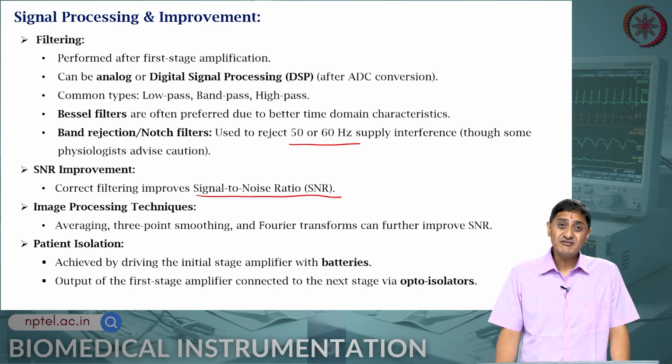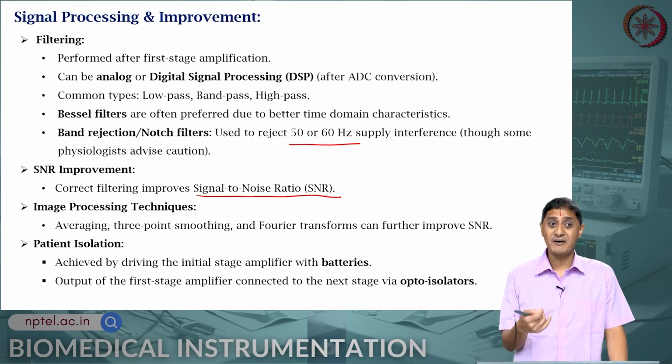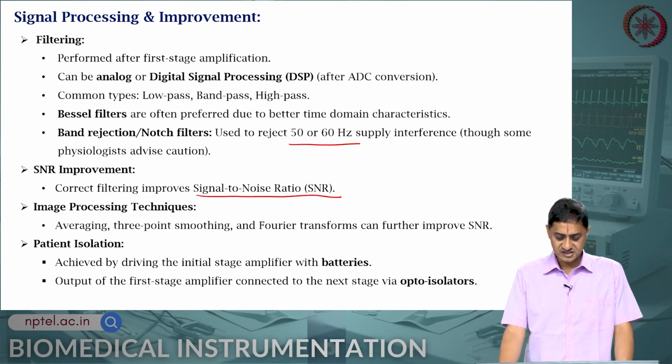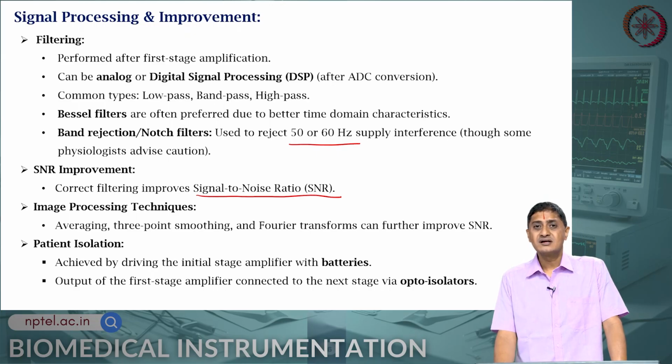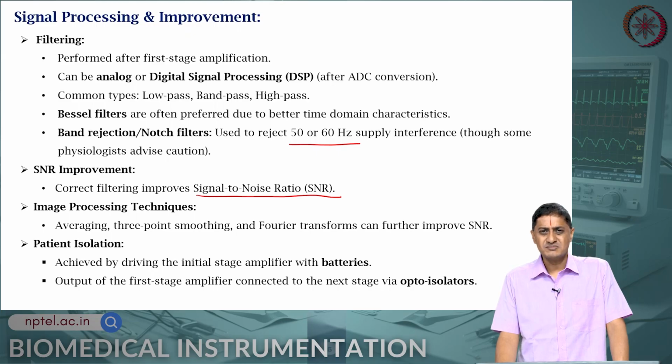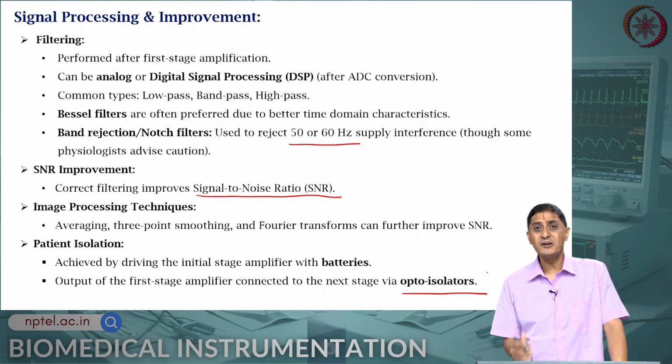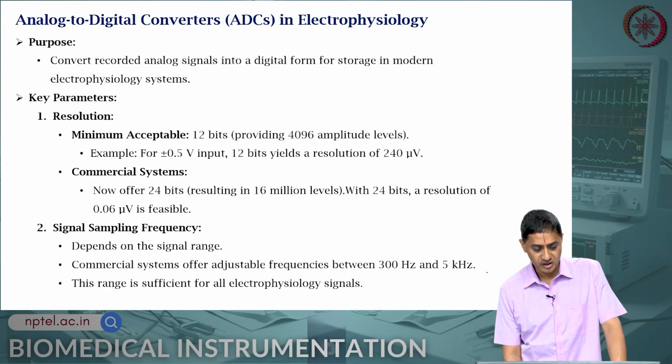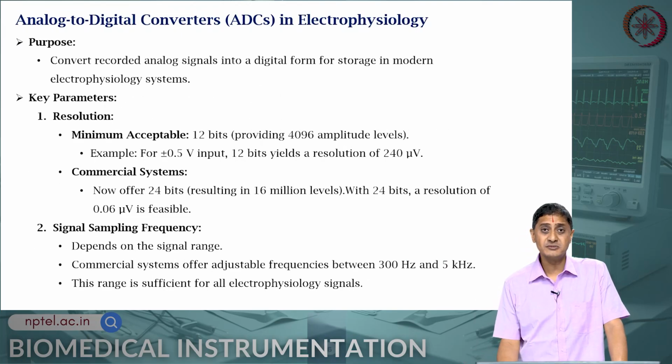And you need to have electrical isolation of the patient. This is achieved by driving the initial stage amplifier with batteries as opposed to power line. And the output of the first stage amplifier can be connected to the next stage by using isolation methods. We will look at some of these in future classes, what are the various isolation methods that are provided. In this case, we can use, for example, optical isolators or opto isolators, unrelated to the optical system of the eye.